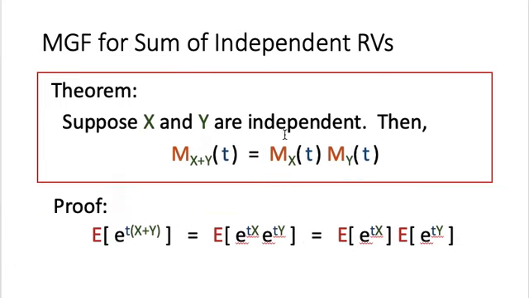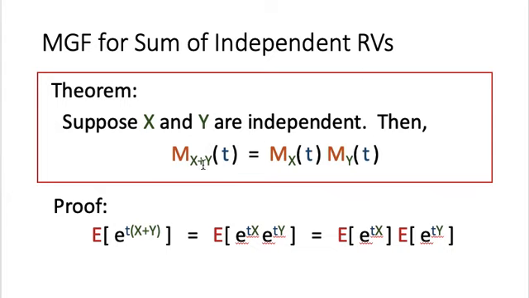Now, another property of the moment generating function: suppose that we have two random variables X and Y, and they are independent. This is important. Then the moment generating function for the sum of these two random variables is equal to the product of the corresponding moment generating functions. And the proof is actually very straightforward.